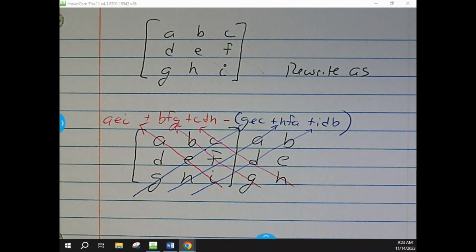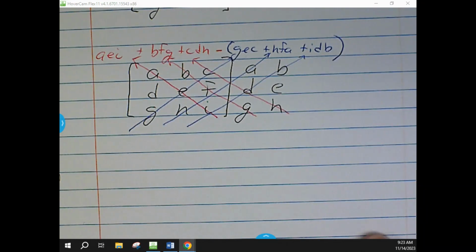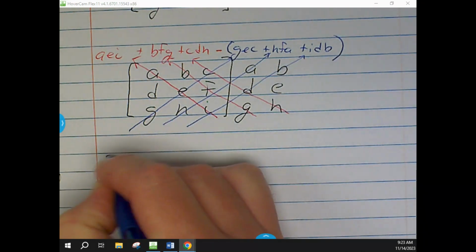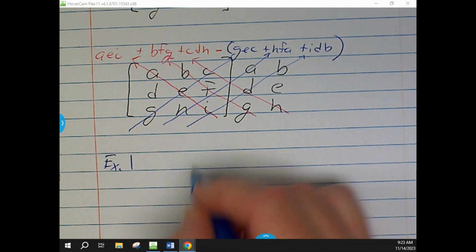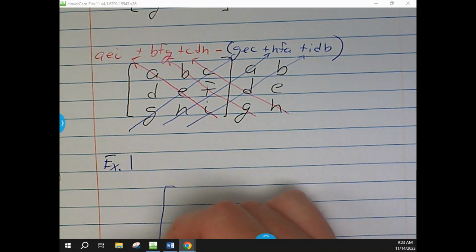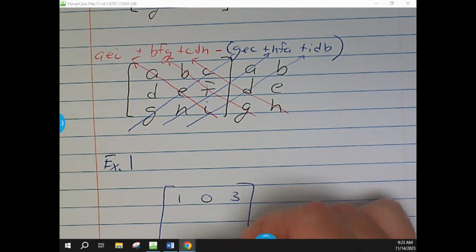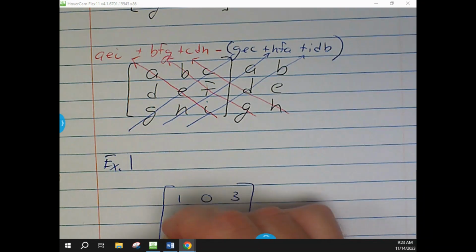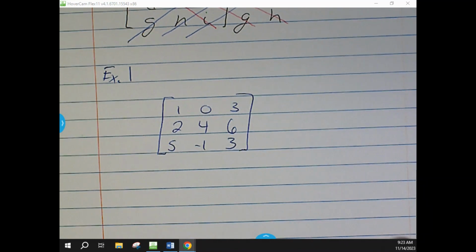All right, so let's give you one with numbers. And again, we're only going to do one because after one, it's too much. It's a lot going on. Go ahead and leave some room above it because instead of rewriting it twice, we're going to give it to you once, and then we're just going to add on to the end of it. Let's go 1, 0, 3. We'll go 2, 4, 6, 5, -1, and 3. And I'll scoot it up so you can see it.